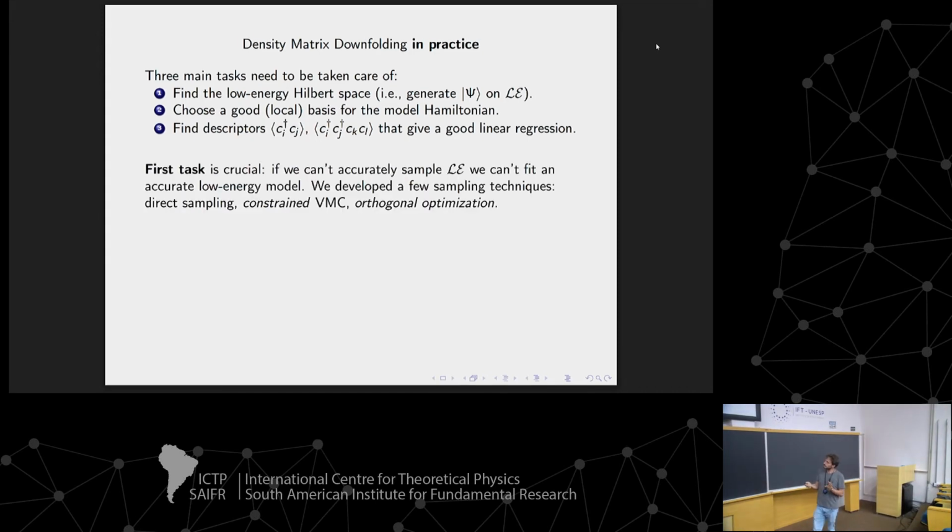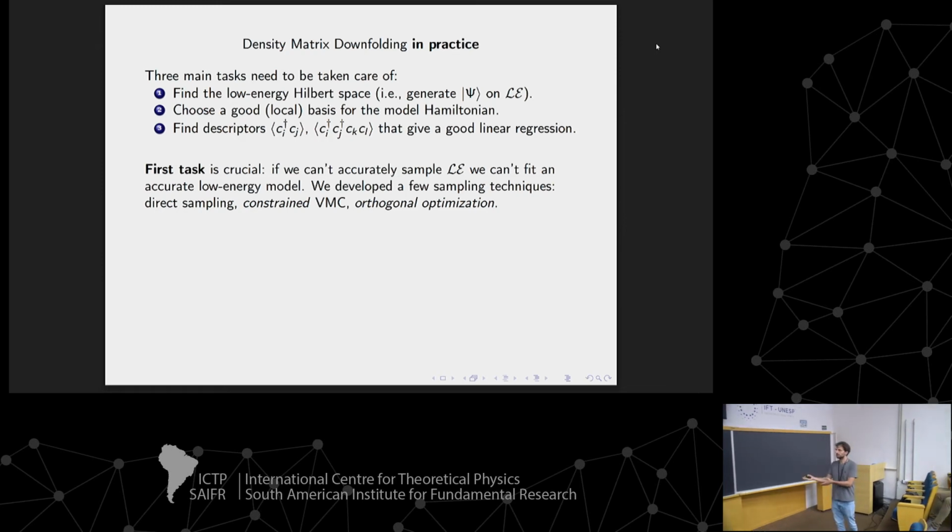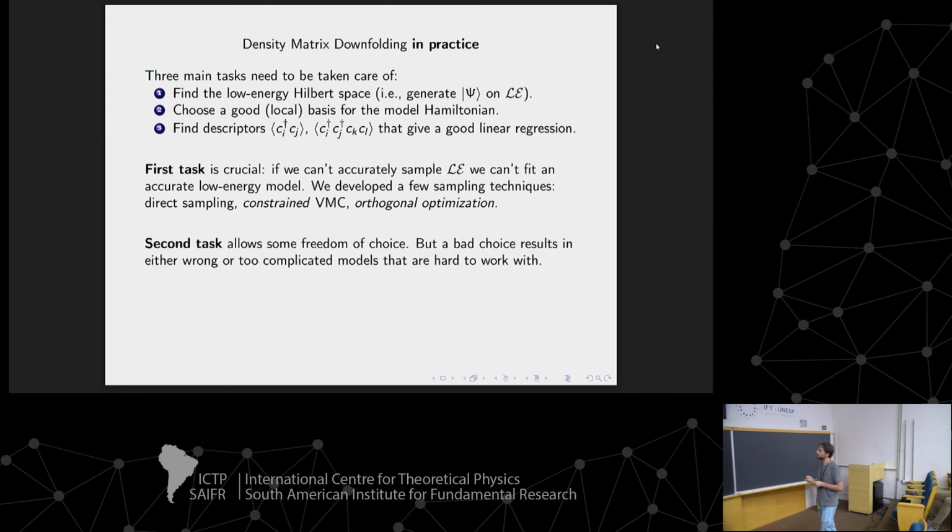Right, this first task is crucial. If we don't sample the low energy space, we are not going to have a good low energy effective model of that material. We have developed a few techniques to do that. I'm going to tell you about one in the next slide, which is orthogonal optimization.